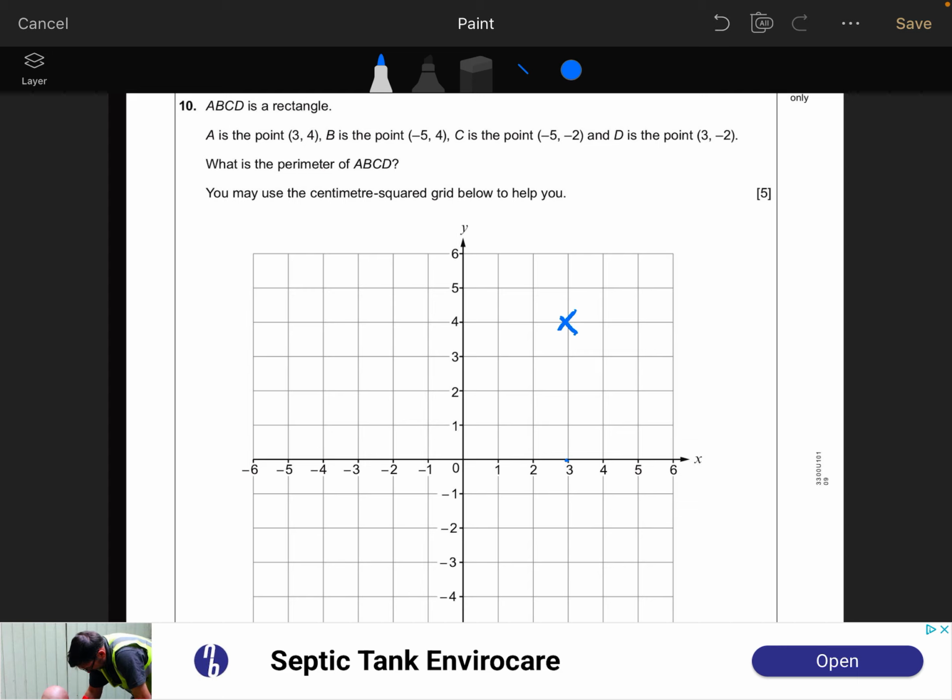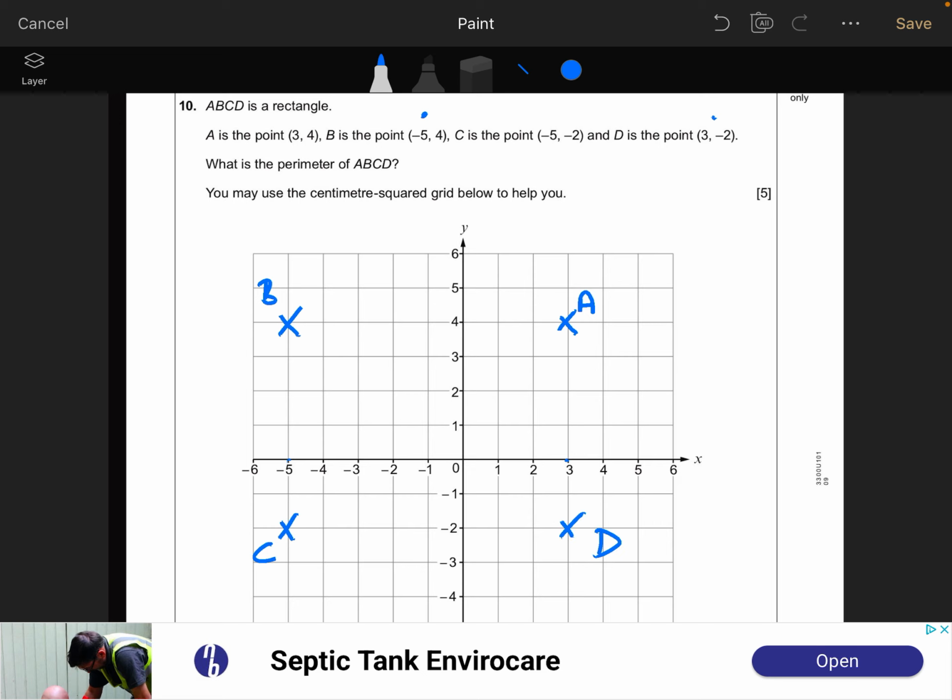Okay, so 3,4 for A would take me 3 along and 4 up. That would be here, and I'm going to label that A. Point B is -5,4. So go -5 on the x-axis to here, and then up 4 will take me to there, and that is B. The point C is -5,-2. So -5 and then -2 down will take me to there. And then finally point D is the point 3,-2. So that's 3 along, and then -2 will be there, and that's D.